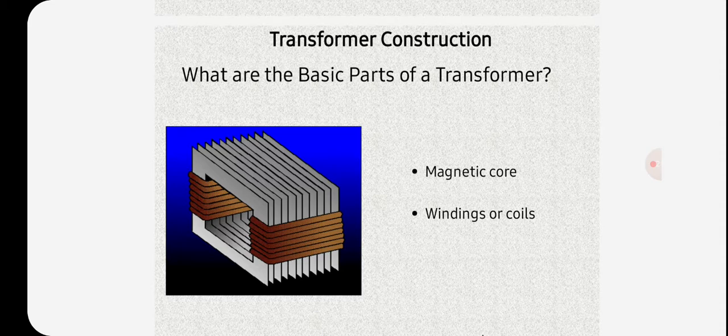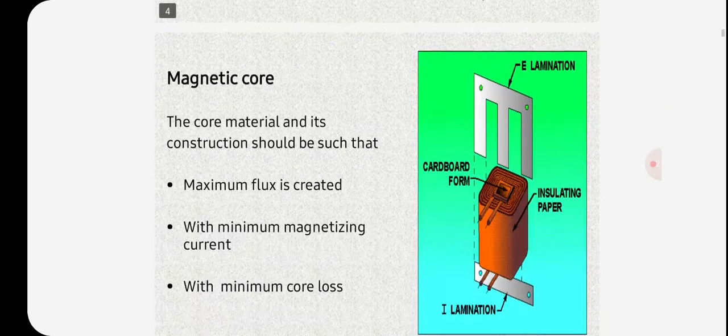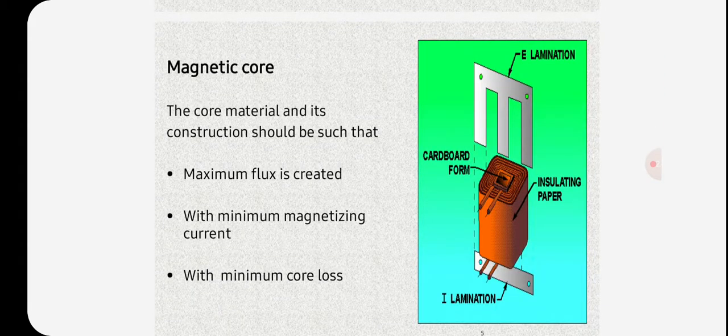The core is made of laminated steel stampings, almost 0.3 mm thick, and the windings are copper windings. They will be wound around the magnetic core. The purpose of the core is to provide a path of low reluctance for the magnetic flux. It is made with silicon steel laminations.